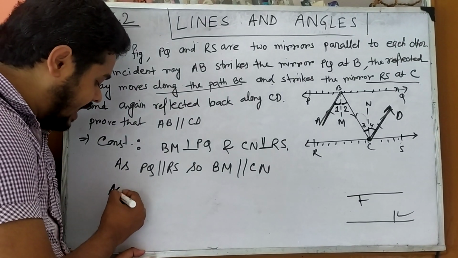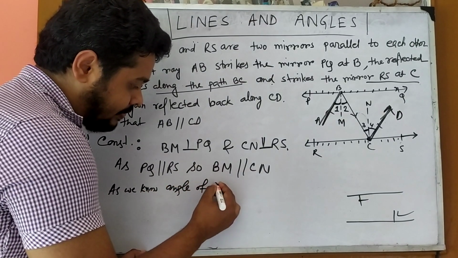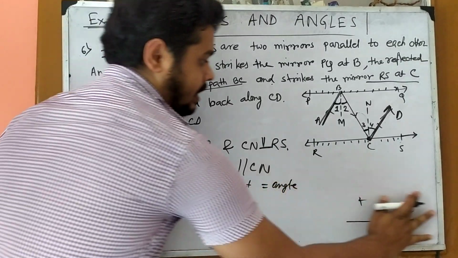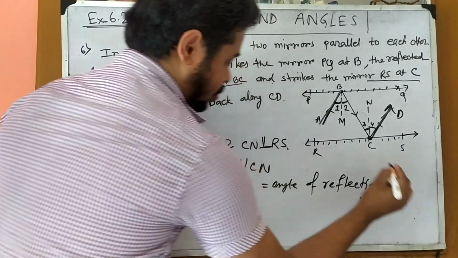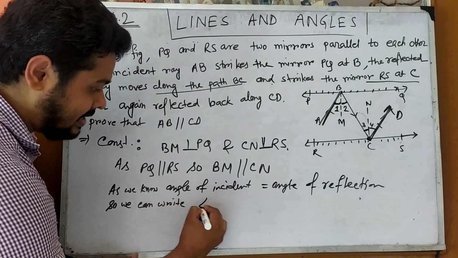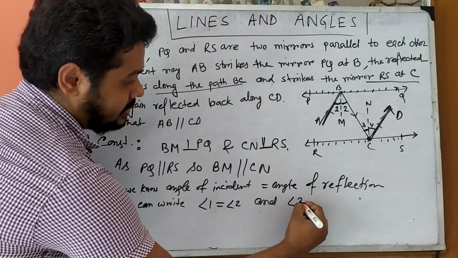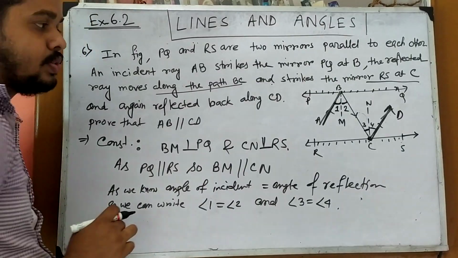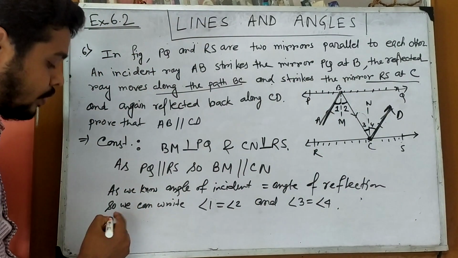Okay. So write, as we know angle of incidence equals angle of reflection, so we can write angle 1 equals angle 2 and angle 3 equals angle 4. Angle 1 and angle 2 are equal to each other: angle of incidence, angle of reflection. In the same manner, angle 3 equals angle 4.